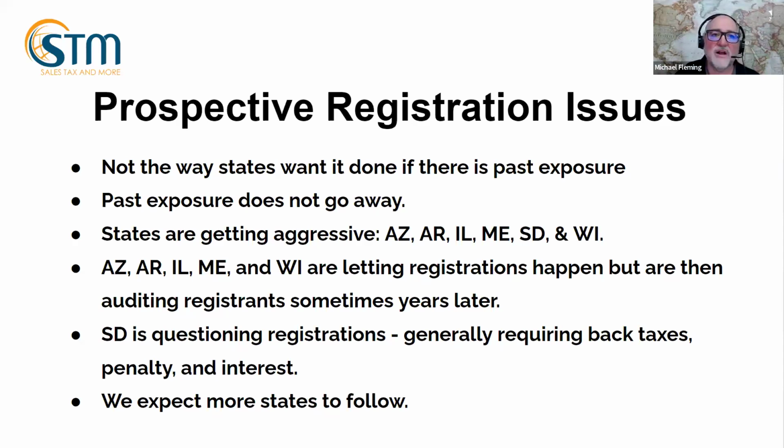And we had one client who registered on January 1st of 2019. They were supposed to be registered in October 2018, and the state of Illinois wanted that 3 months worth of back tax, penalty, and interest. So states, they're getting more and more aggressive. Right now, the most aggressive are Arizona, Arkansas, Illinois, and Wisconsin. Maine was up there, but when they did away with their 200 transaction threshold, Maine's a smaller state, I see a lot less problems in Maine now than it used to be.